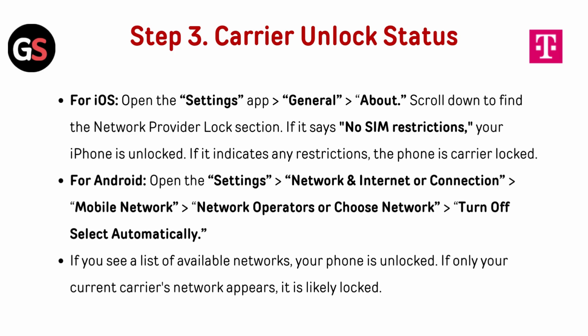For Android, open the settings, then go to network and internet or connection, mobile network, network operator or choose network. Turn off select automatically. If you see a list of available networks, your phone is unlocked. If only your current carrier's network appears, it is likely locked.